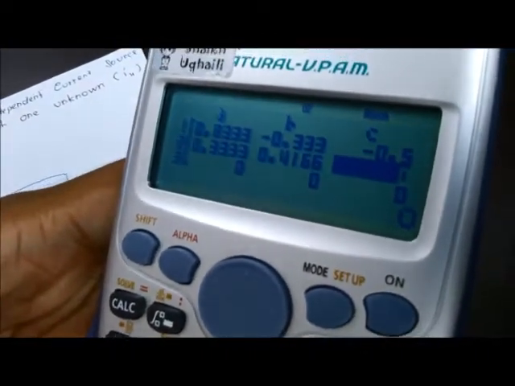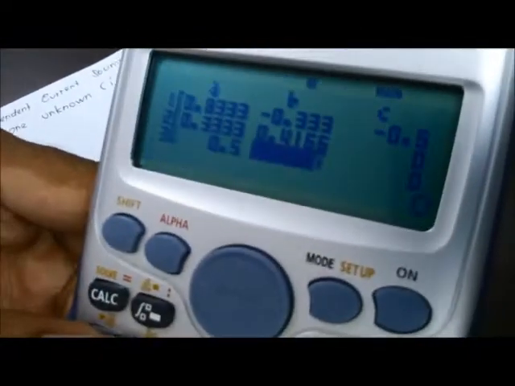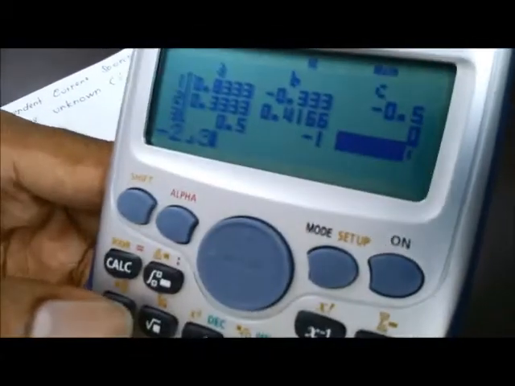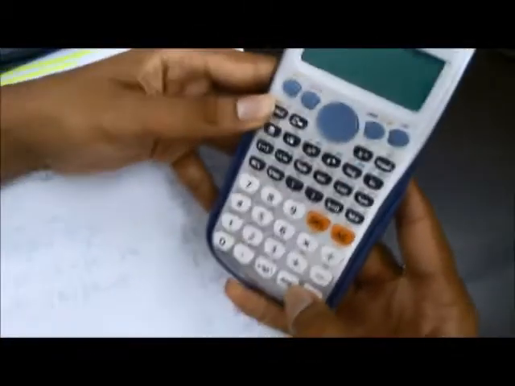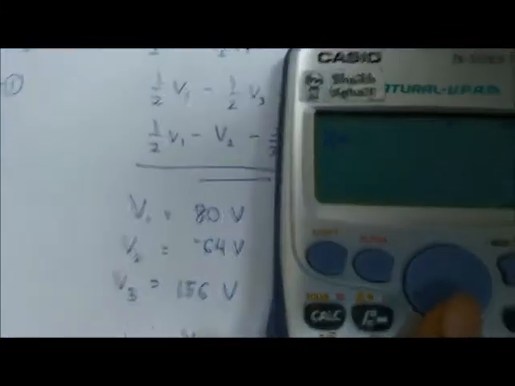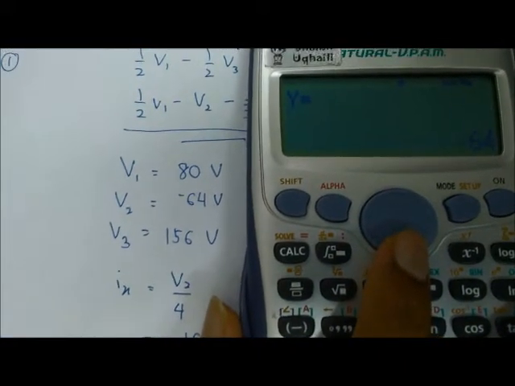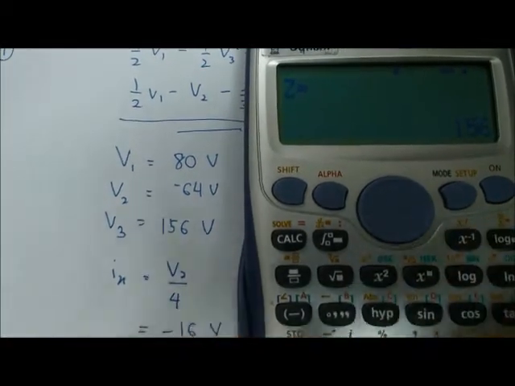C, we don't have V3, so we put 0 and another 0. Third equation: 1 over 2, negative 1, negative 2 over 3 equals 0. So we got the same answer as how it is written. So X denotes V1, 80, Y is V2, negative 64, and V3, 156, as Z.